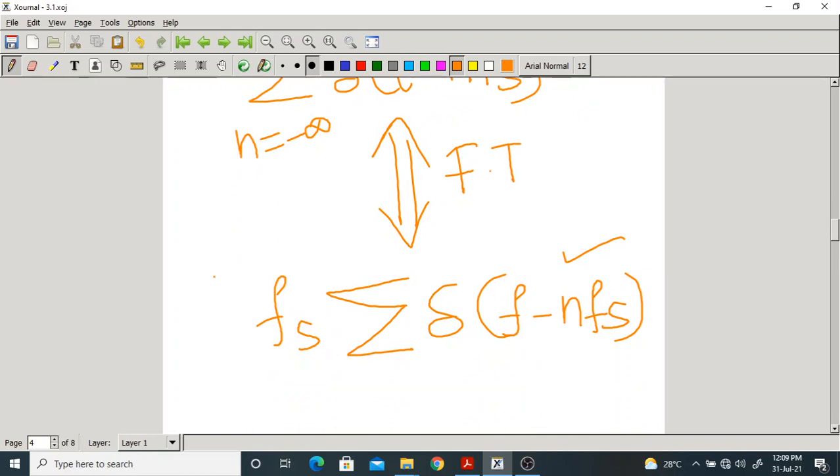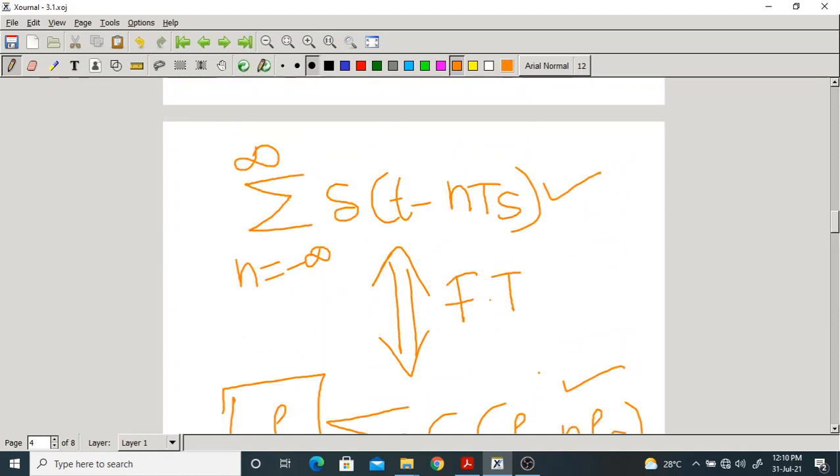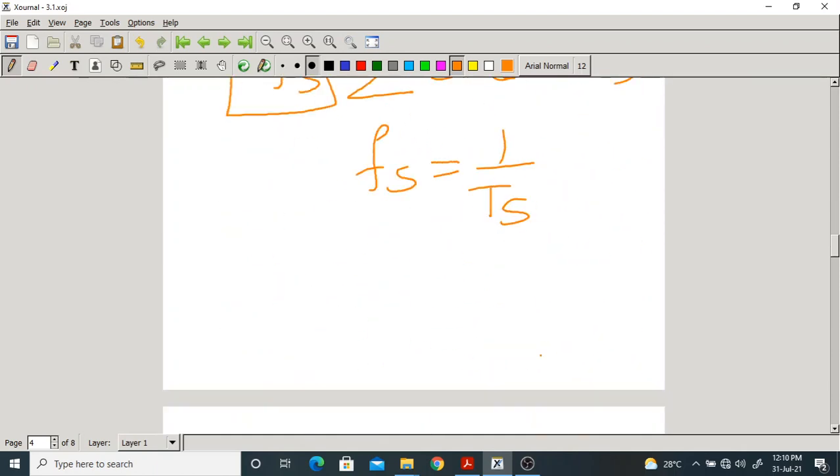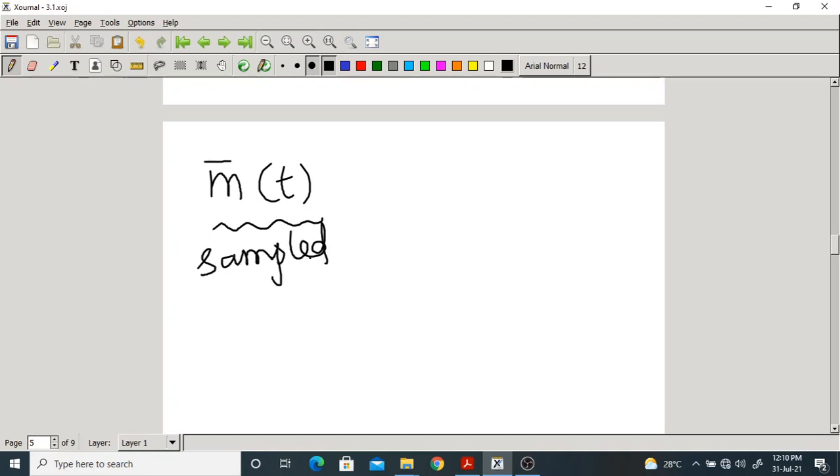Okay, the extra term is fs. What is fs? Sampling rate. Fs equal to, obviously you know, 1 over Ts. So this is the Fourier transform of a train of impulses. Now let us do the analysis in the frequency domain. In time domain, let me write m line of t, that is the sampled signal. How to get this? You multiply m of t with the train of impulses.